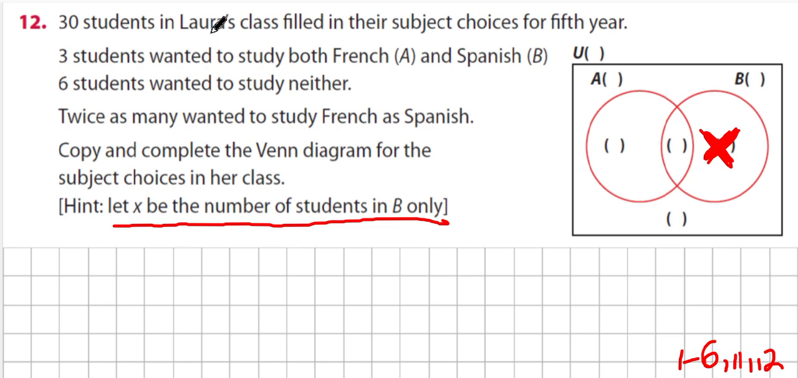Now, 30 students in Laura's class filled out choice for 5th year. 3 students want to study both French and Spanish. So what does that mean? 3 in the middle. Okay, get rid of that. 6 students want to study neither. Is that alright? Now, twice as many wanted to study French as Spanish. Copy and complete the Venn diagram. Twice as many want to study French as Spanish.